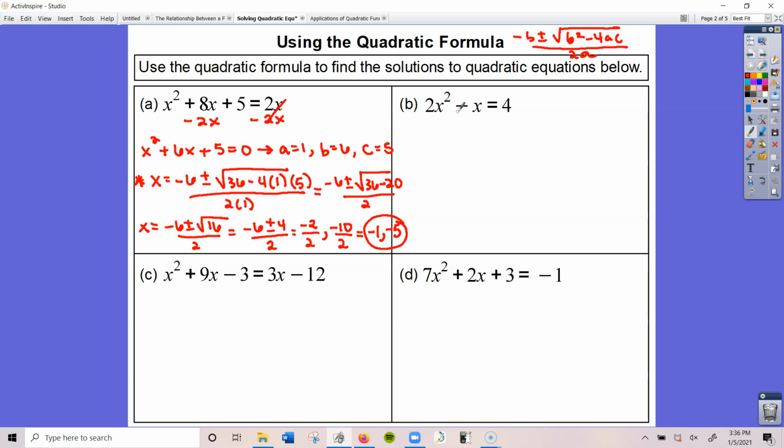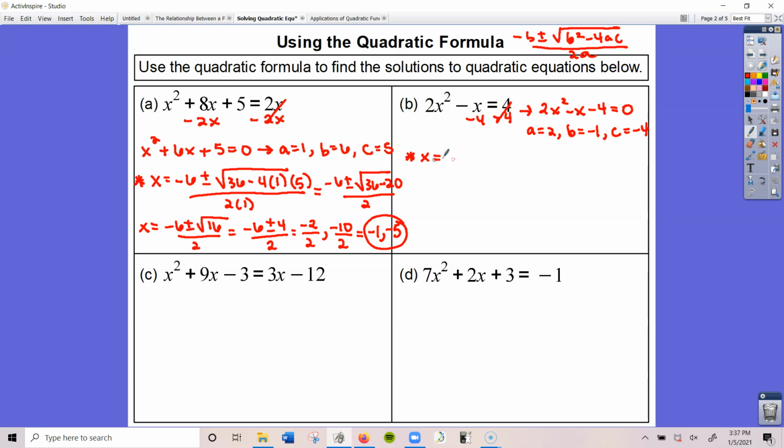Let's look at this next example. Here we have 2x squared minus x is equal to 4. So again, first I would have to make this equal to 0, so I would subtract the 4, and I would get 2x squared minus x minus 4 is equal to 0. In this particular case, a is equal to 2, b is equal to negative 1, and c is equal to negative 4. And now I'm ready to plug everything into my quadratic formula.